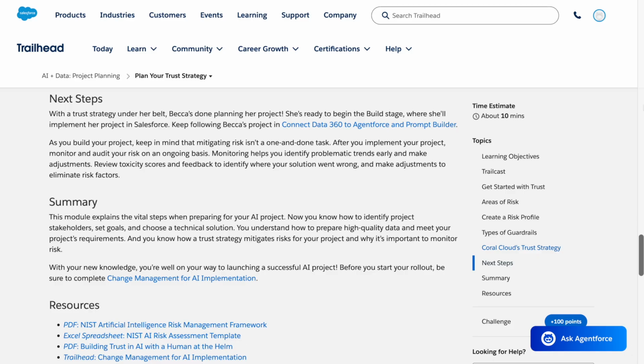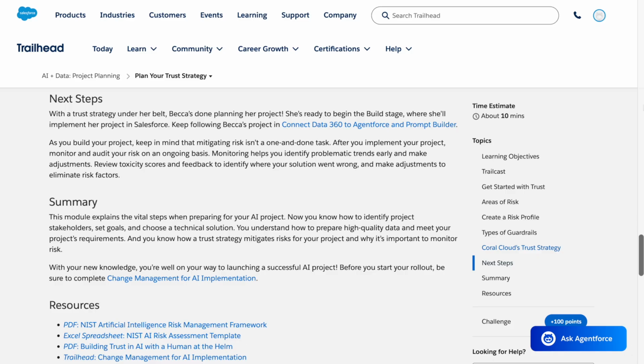As you build your project, keep in mind that mitigating risk isn't a one-and-done task. After you implement your project, monitor and audit your risk on an ongoing basis. Monitoring helps you identify problematic trends early and make adjustments. Review toxicity scores and feedback to identify where your solution went wrong and make adjustments to eliminate risk factors.